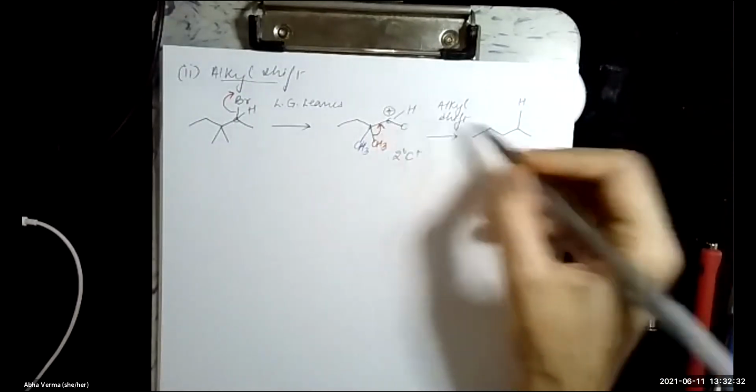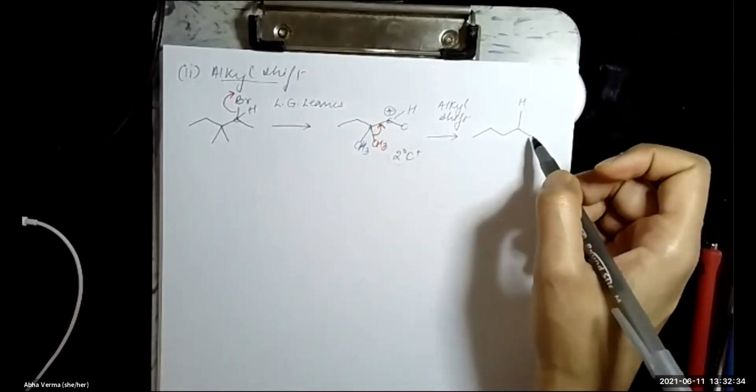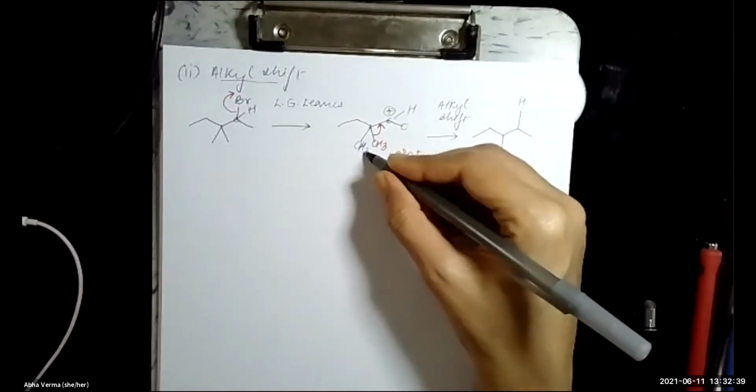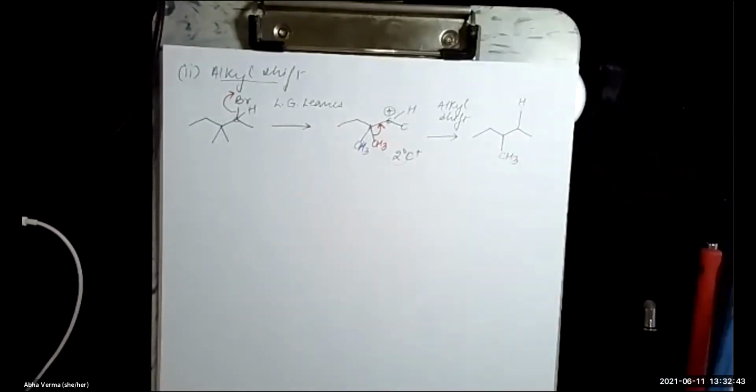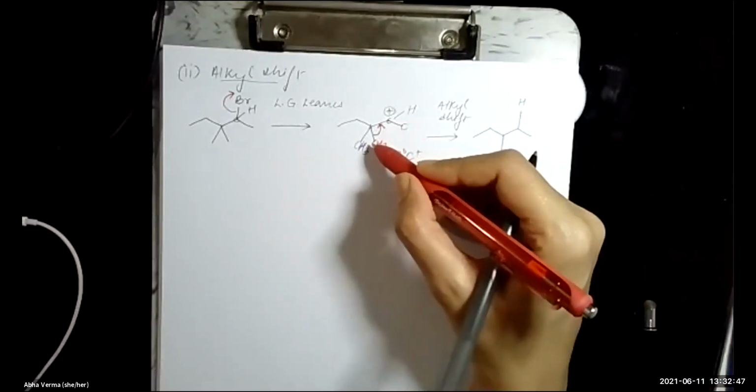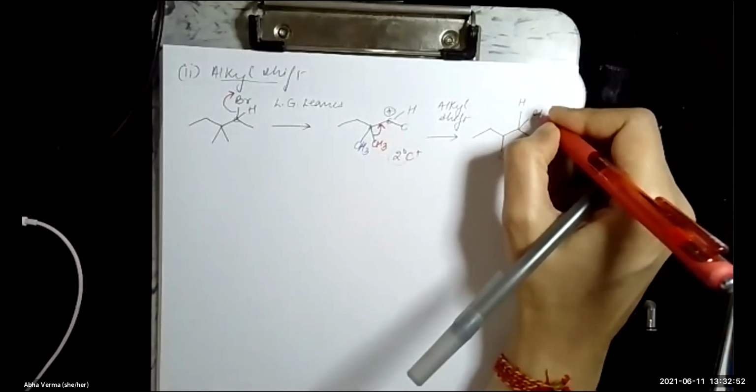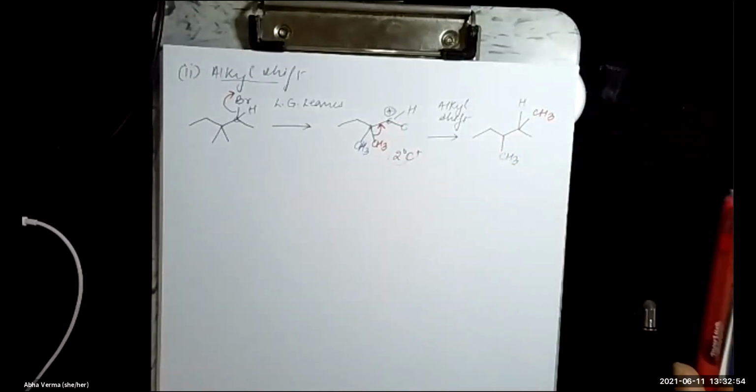So I'm going to make all of my main chain. This is the hydrogen right here. I'm going to make one of my methyl groups also right here. But now this carbon will get what? This carbon will get a methyl on it.